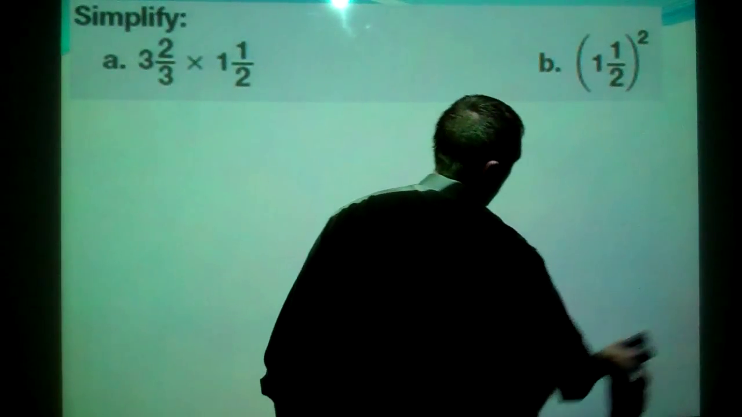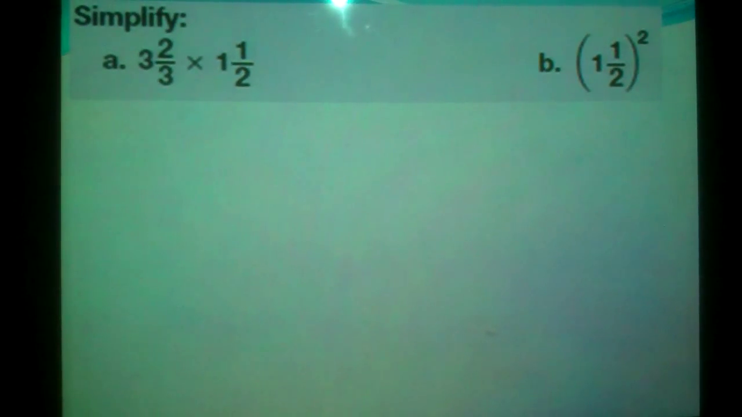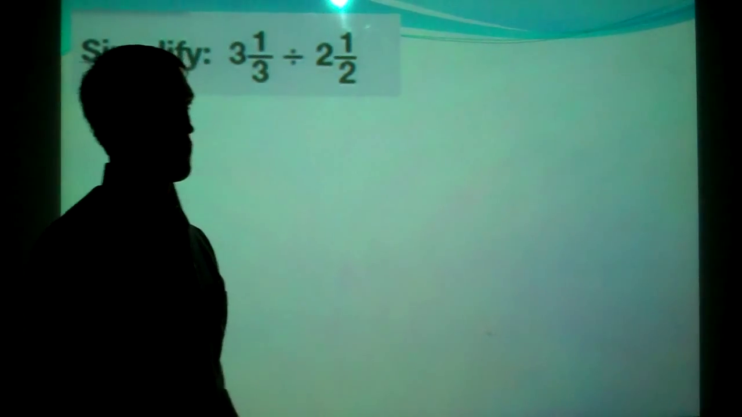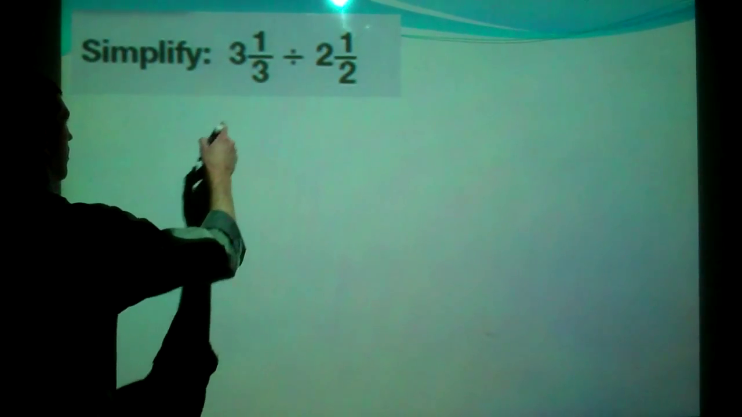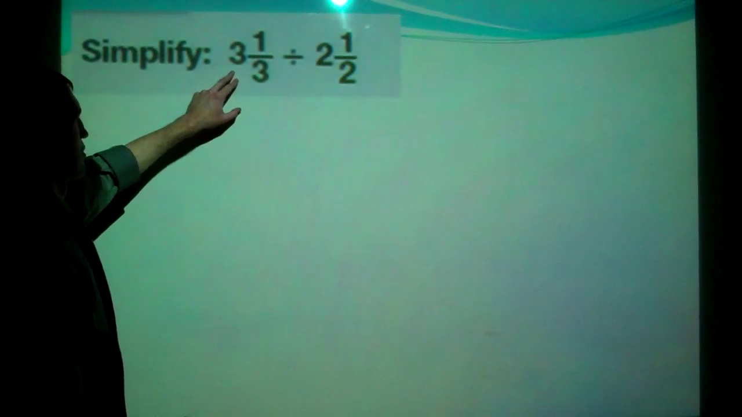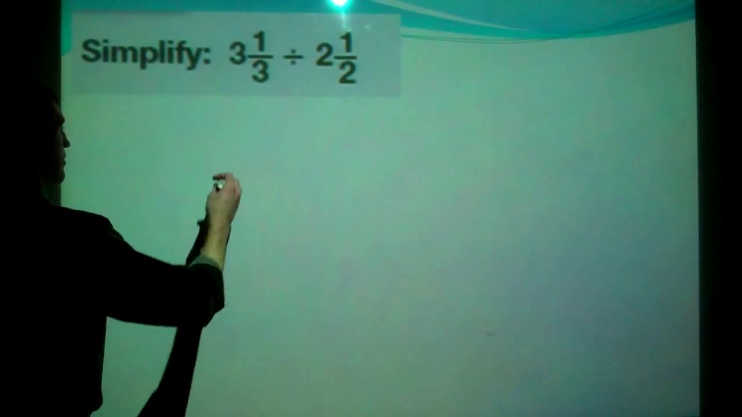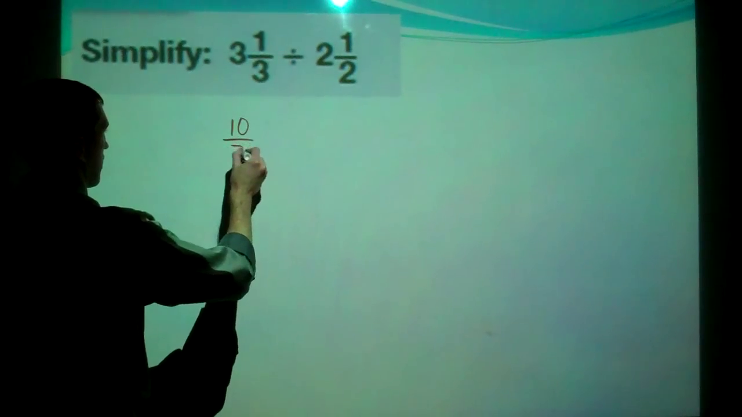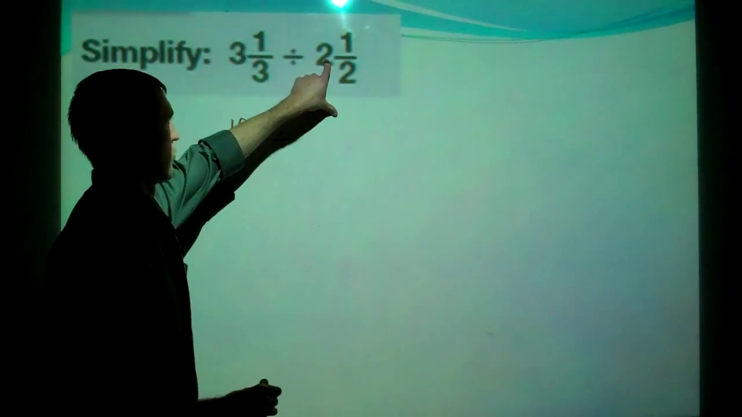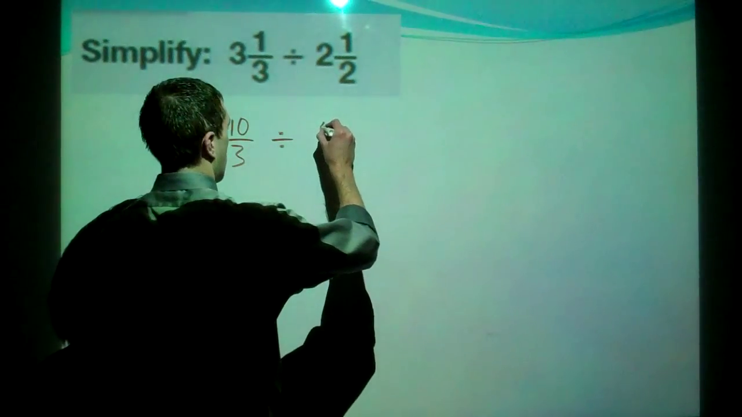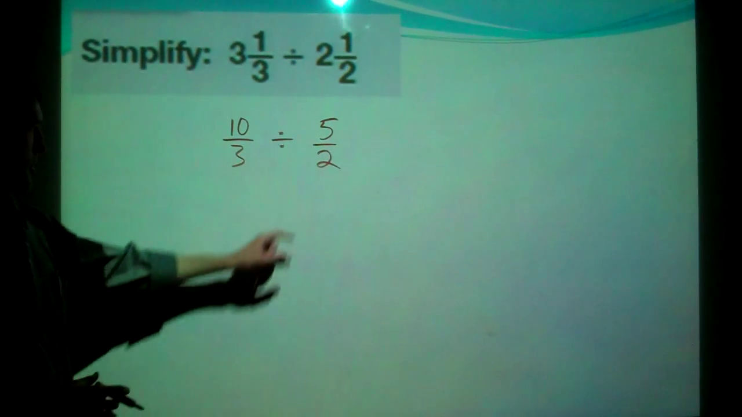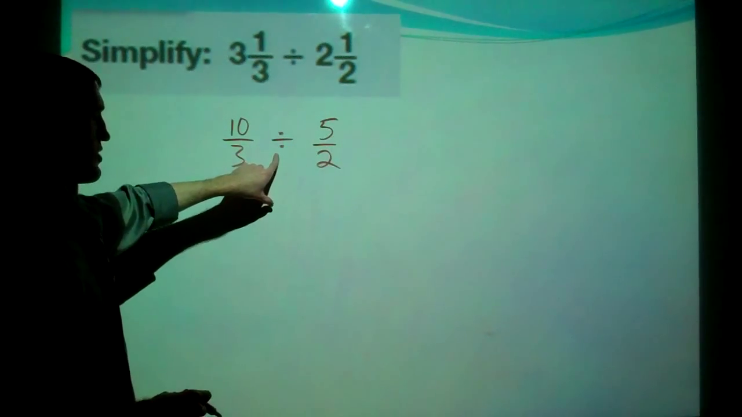Alright, next slide here. There we go. Let's do this division one here: 3 1/3 divided by 2 1/2. We're going to turn everything improper again. 3 times 3 is 9, plus 1 is 10, 10 over 3, divided by 2 times 2 is 4, plus 1 is 5, 5 over 2. Alright, now remember we want to take the reciprocal of this one now, and then turn this into multiplying.